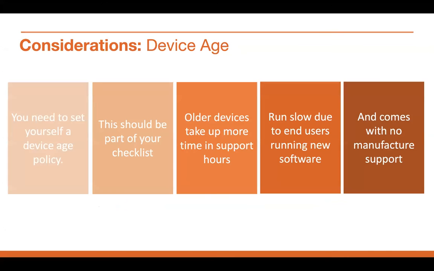So, device age. You need to set yourself a device policy. Now, why do we say that? Well, many manufacturers, for example HP, will have a 4-year shelf life. So you can buy 4 years worth of support from HP. What happens at year 5? Well, the support price rises hugely, extortionately. And why? Because HP deemed that to be a risk to their support. So therefore they raise the price. And the whole reason in doing that is to encourage you to upgrade.